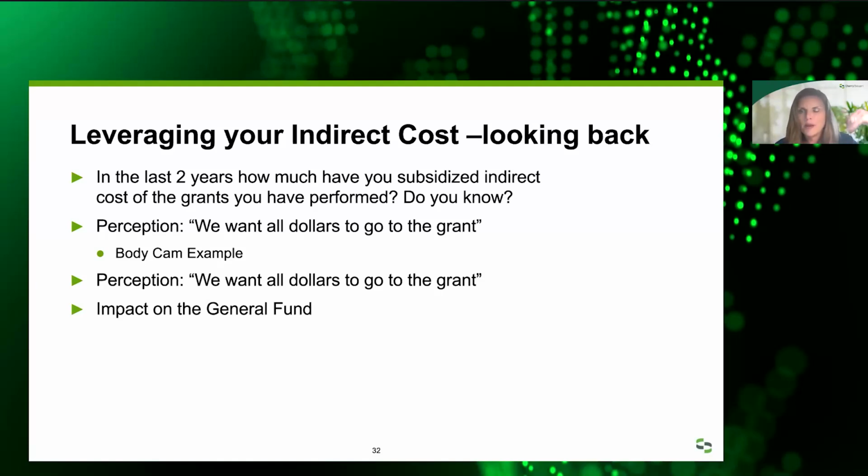A quick example that I wanted to give that I think gives context to what we're talking about, because I don't think people really understand the impact of not knowing what your indirect cost is. So I'll give a quick example. Back years ago, there was a big push for body cams for police officers to have them. The cities wanted that so that they can be more transparent and protect their officers.